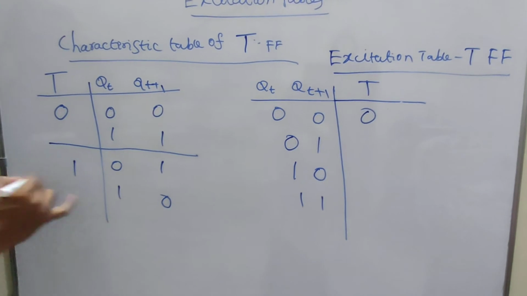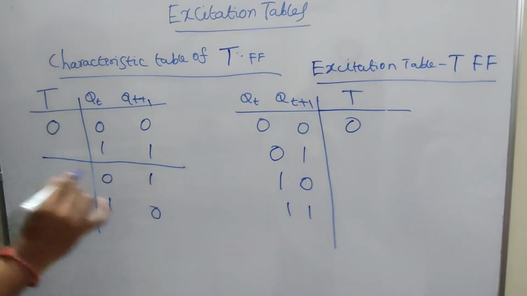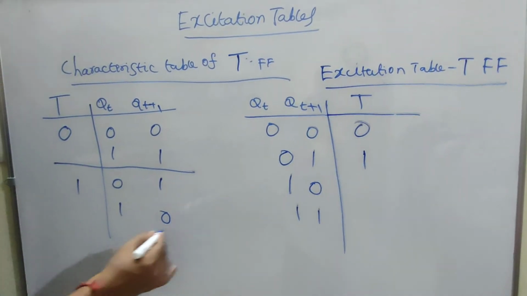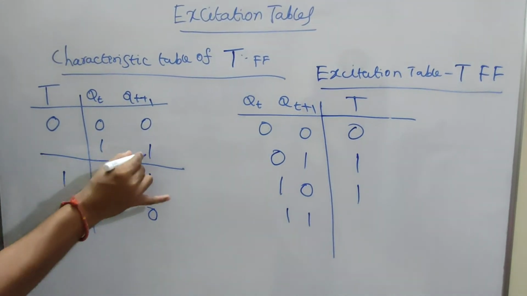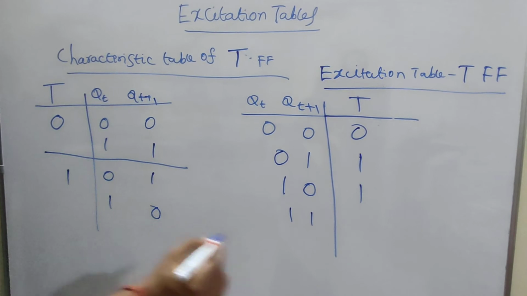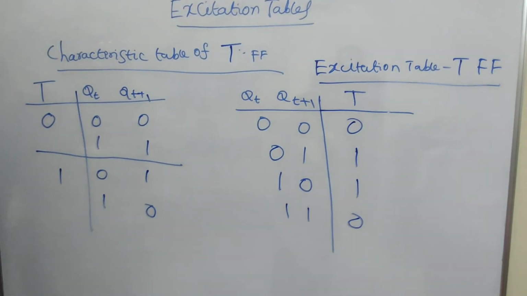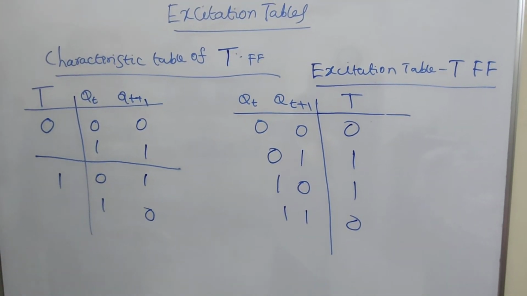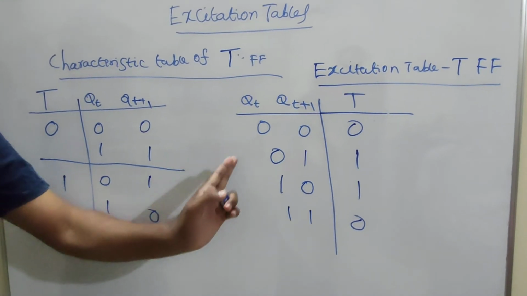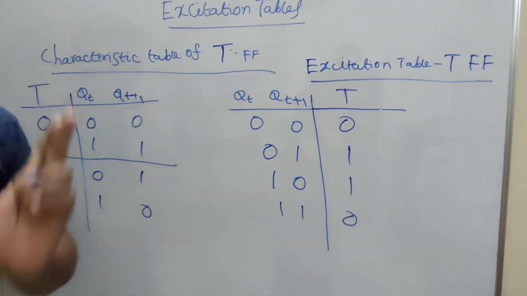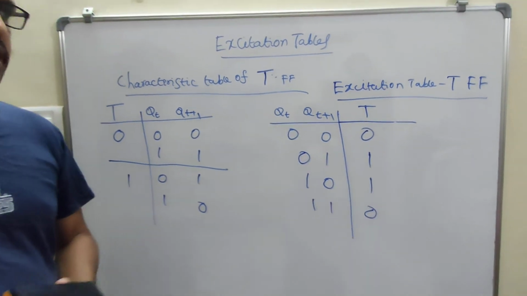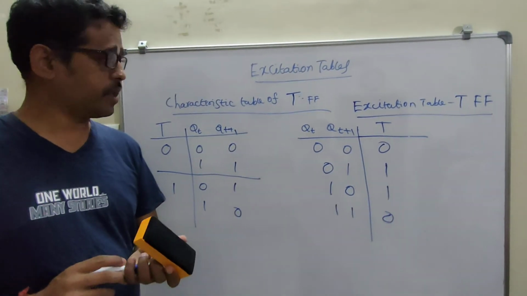0, 1 means the T value is 1. 1, 0 means T is also 1. 1, 1 means T is 0. This is the excitation table of the T flip-flop. That is, 0, 0 means 0. 0, 1 is 1. 1, 0 is 1. 1, 1 means 0. Is it clear? This is the excitation table of the T flip-flop.